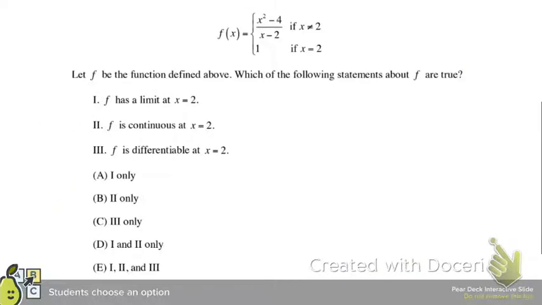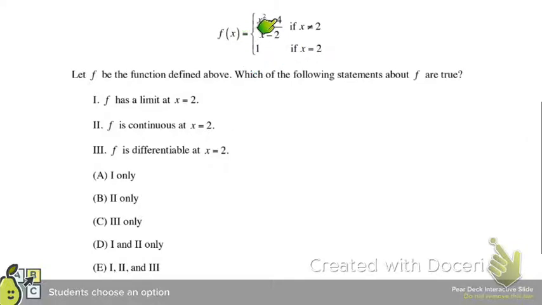For the next question, it says, let f be the function defined above. Which of the following statements about f are true? So the first one, f has a limit at x equals 2. So remember that this kind of graph actually doesn't have a breaking point. It has a hole in the graph. It says this is the function everywhere except at x equals 2, and then at x equals 2, it happens to equal 1.